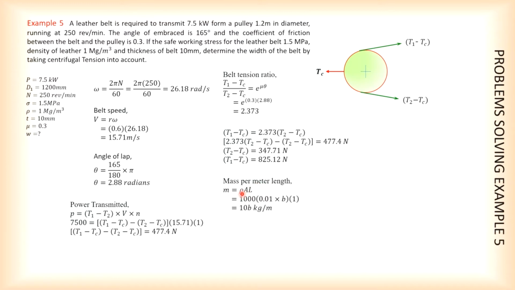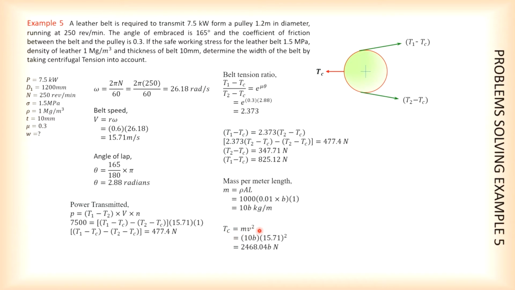So therefore, when you look at the density, it is 1000 kg per cubic meter, so it's 1000 kg multiplied by the cross-sectional area of the belt. The belt is rectangular, a flat belt is rectangular. So you have the thickness multiplied by the width, where the thickness is given as 10 millimeters, so that is 0.01 meter. So from this, you will get 10 times the width. The mass is 10 times the width. So once you got the mass, now you can substitute the mass, which is 10B, into the TC equation.